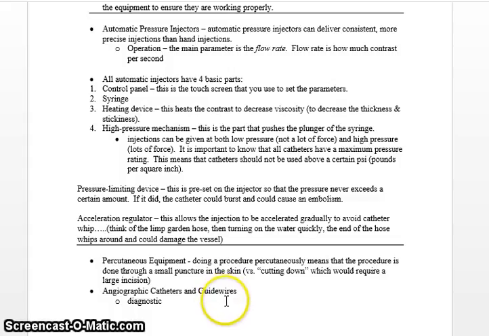Angiographic catheters and guide wires. Of course, there are diagnostic and interventional ones. I do want to add to this that the guide wires, the core of a guide wire, whether it be diagnostic or interventional, the core of a guide wire is called the mandrel, M-A-N-D-R-I-L. So just be sure to add that to your notes. The core of a guide wire is the mandrel. And then there will be another wire wrapped around the mandrel like a spring, and that is what gives the guide wire its torque.